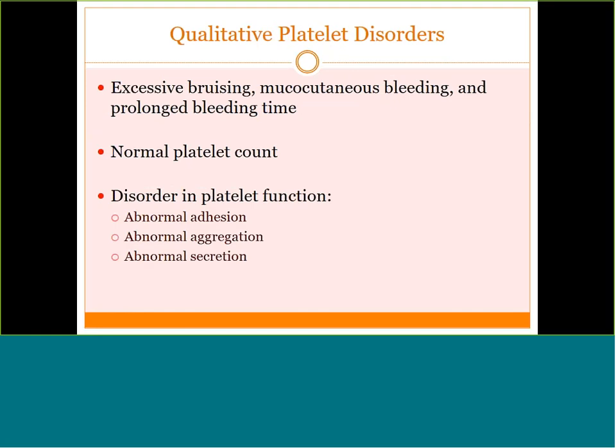So a qualitative platelet disorder, again, if your platelets are not functioning well, you're still going to get the same mucocutaneous bleeding, bruising, prolonged bleeding time because it's affecting your platelets. A lot of times it may be a normal platelet count. There are one or two in here that will still have a low platelet count, but it's not the platelet count, it's the function of the platelets. So in this function, it could be anything affecting the adhesion, the aggregation, or the secretion of their contents. Any stage of how that platelet works could be abnormal.